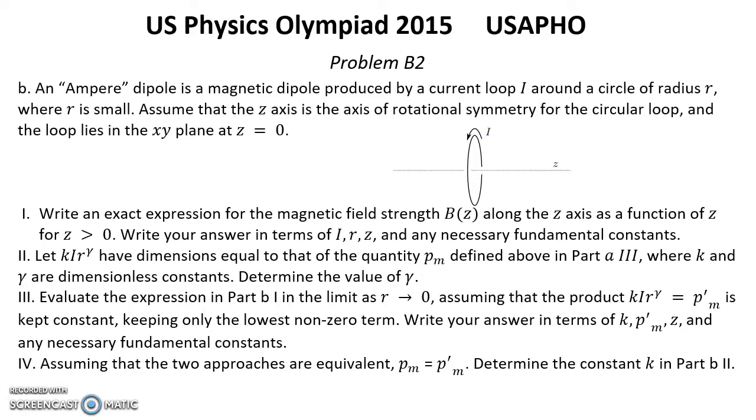Question 4. Assuming that the two approaches are equivalent, Pm equal Pm prime, determine the constant k in part B2.